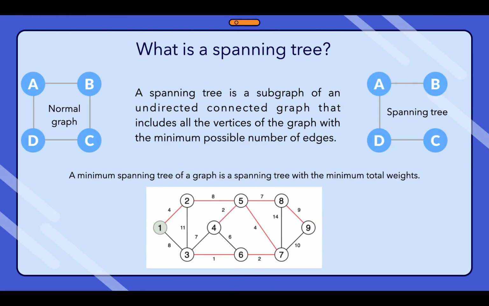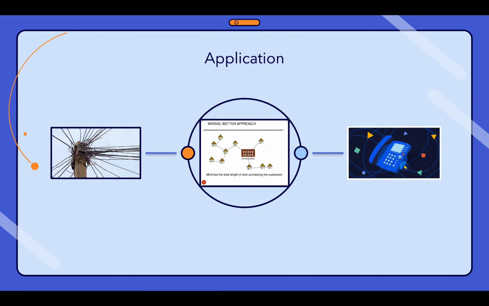A minimum spanning tree of a graph is a spanning tree with the minimum total weight. The figure shows the process of obtaining a minimum spanning tree. The problem of finding a minimum spanning tree has many applications.